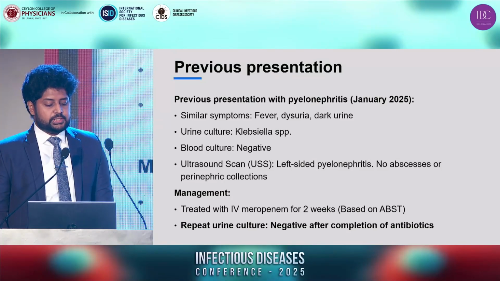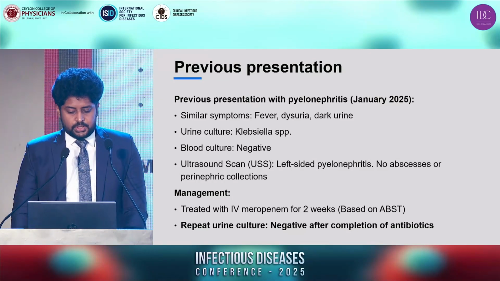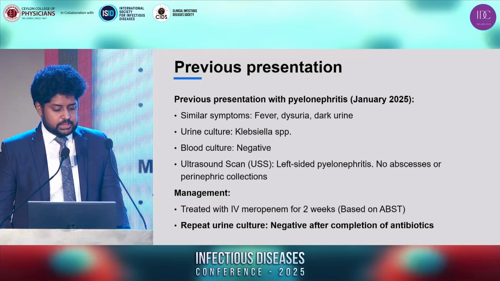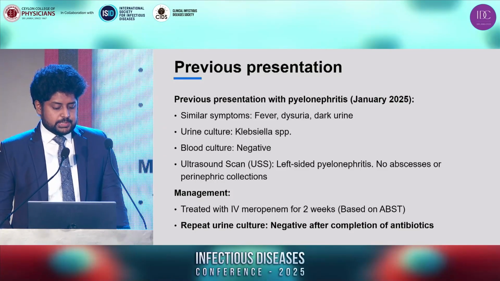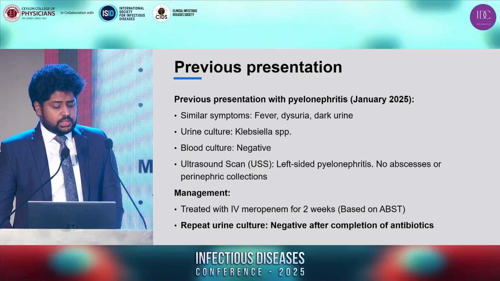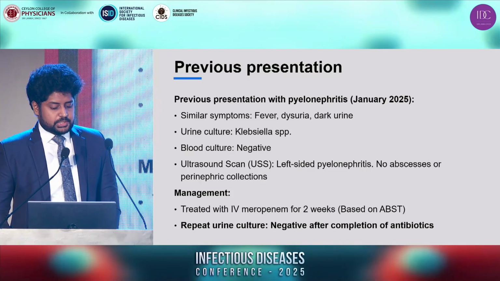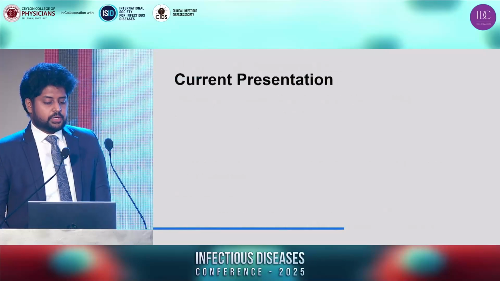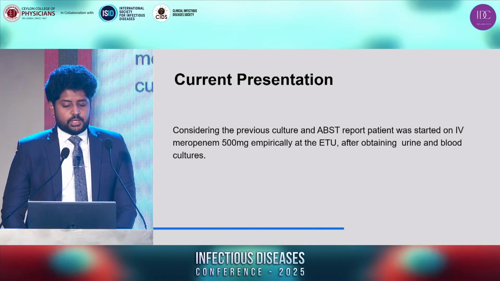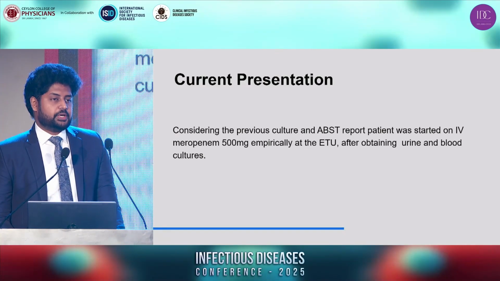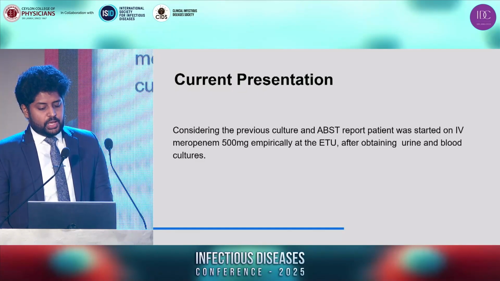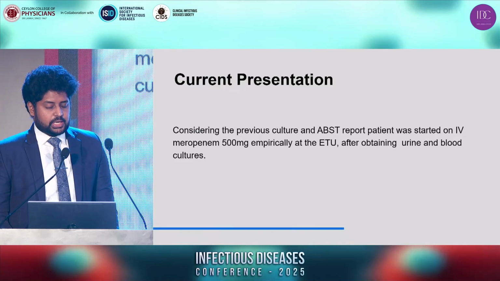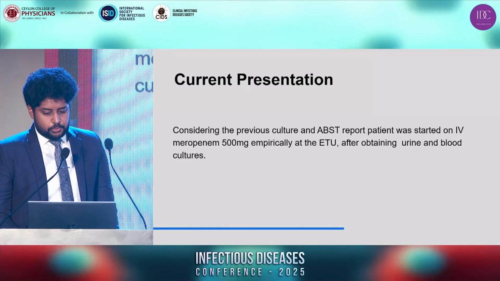He was treated with IV meropenem according to the ABST derived from the urine culture, meropenem for 2 weeks with renal adjusted doses. The repeat urine culture after he was discharged from the hospital was negative after completion of antibiotics. Now coming back to the current presentation, he was given IV meropenem 500 milligram empirically, considering the patient's clinical condition at the ETU. Prior to that, cultures for urine and blood were both obtained.